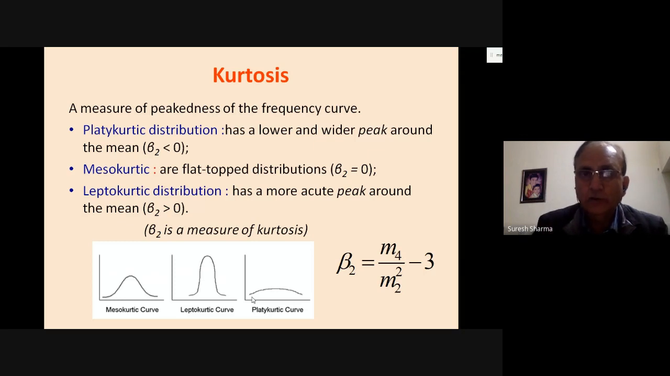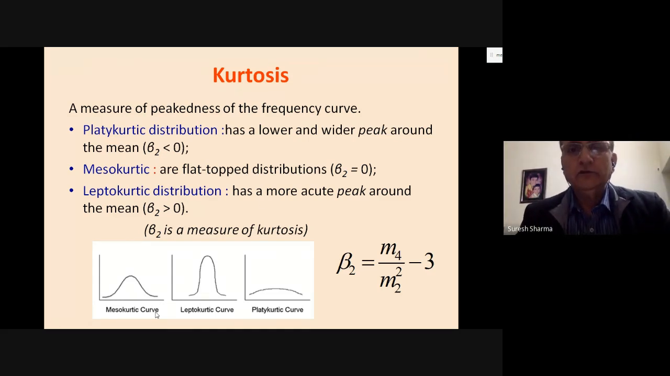So for that purpose, we compute another measure, and that is called beta 2. How we compute beta 2? The fourth order moment, M4, divided by the square of the second order moment, that we already know, minus 3. If you do this calculation, you will come out with the value of beta 2. Beta 2 could be 0, positive, or negative. Three options are there. If beta 2 is 0, then we say that your curve is neither peaked nor flatter, and this type of curve is called mesocurtic curve, or sometimes people also call it normal curve. So if beta 2 is 0, then your curve is mesocurtic.